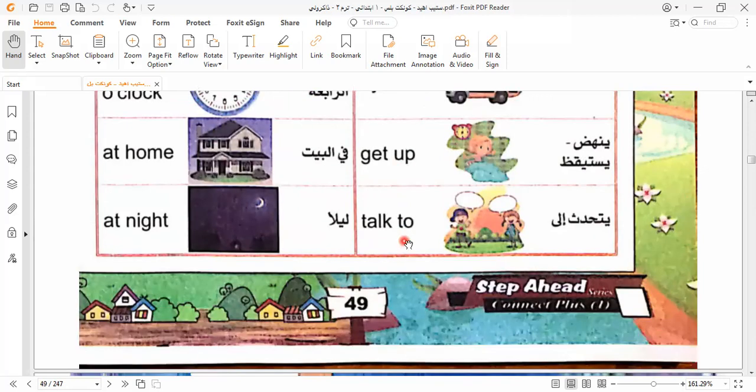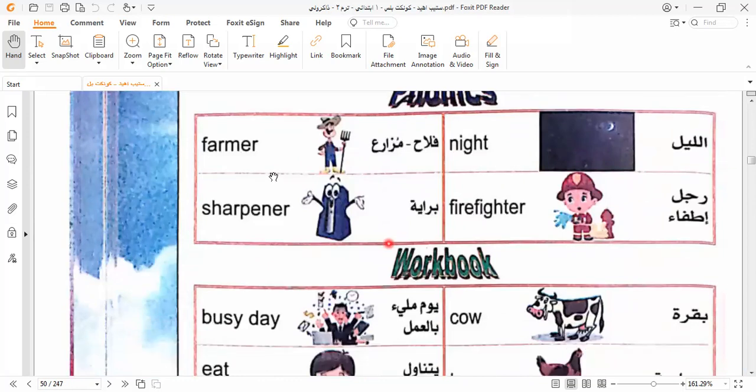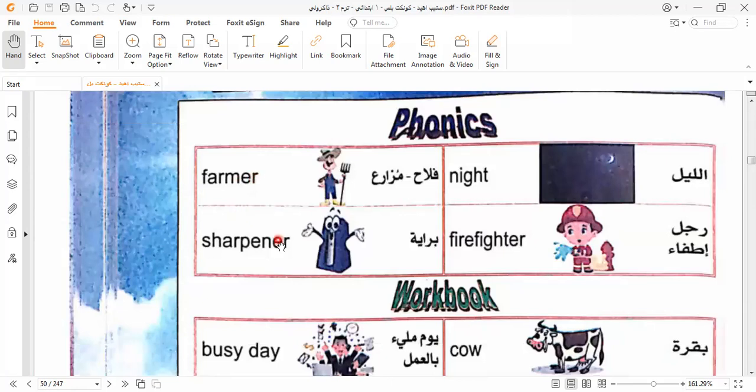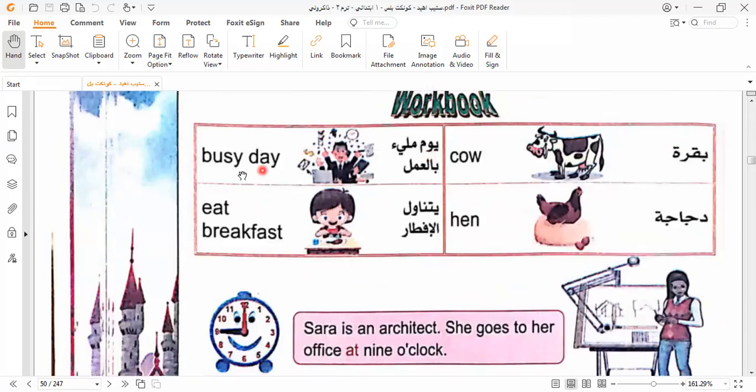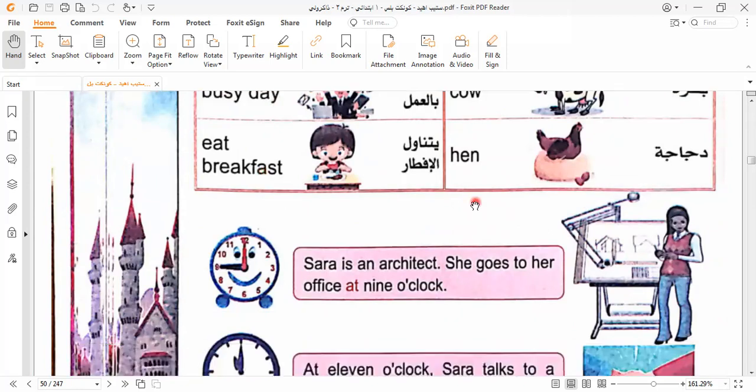Talk to. Let's go to the phonics. We have farmer, knight, sharpener, firefighter. The phonics ER here: farmer, sharpener, firefighter, and we have knight. Let's go to another topic. Busy day. We have eat breakfast.